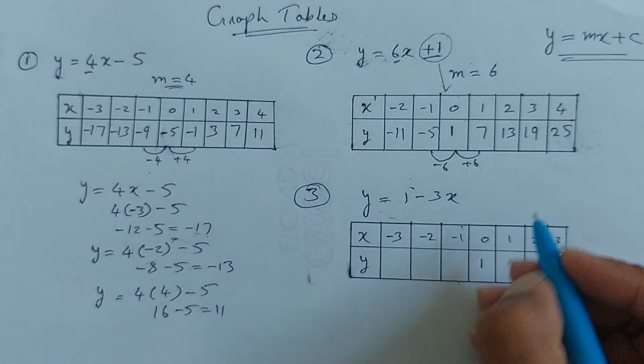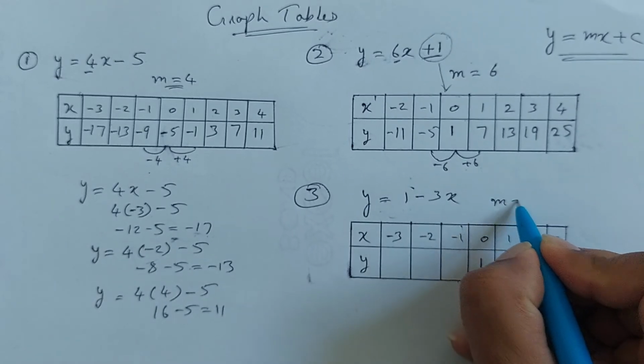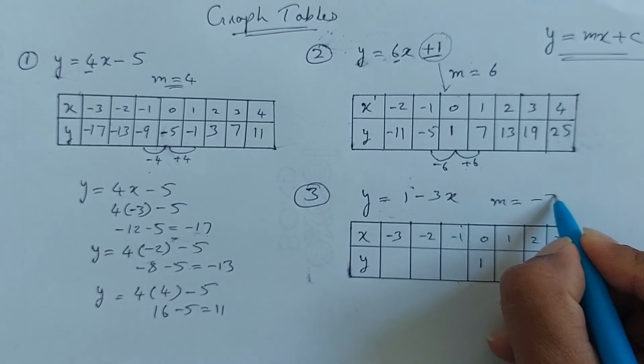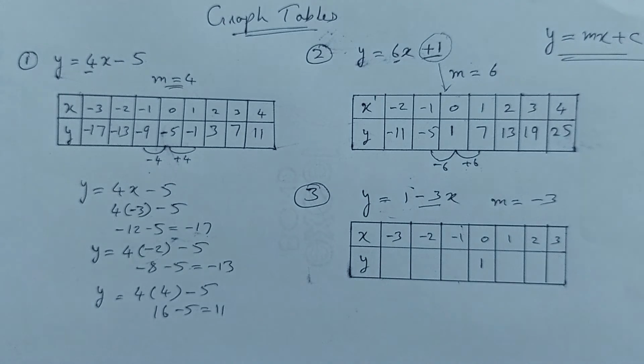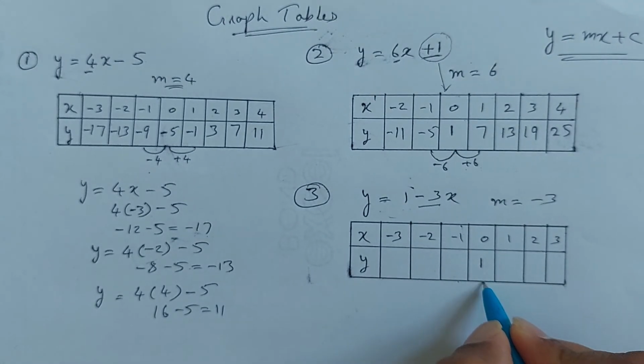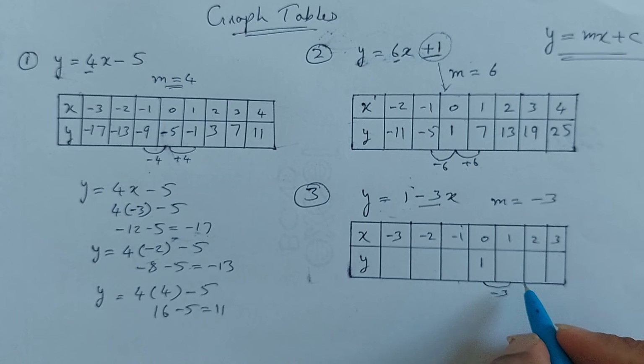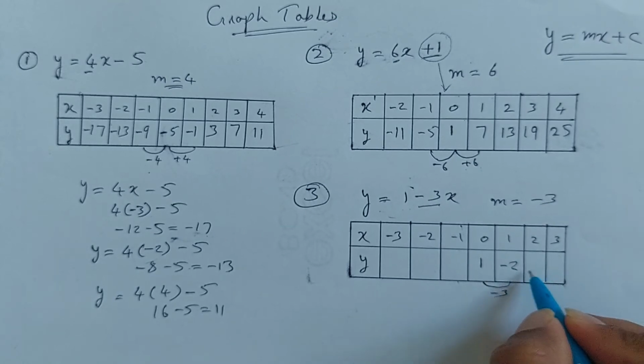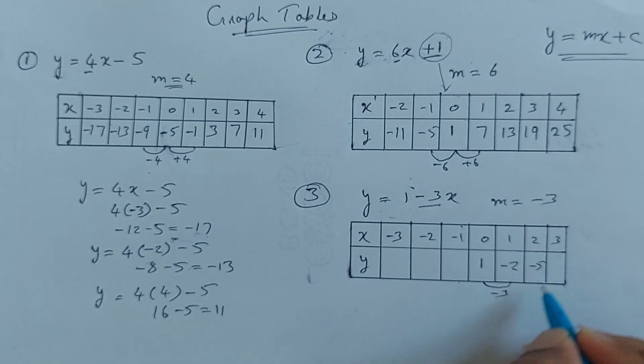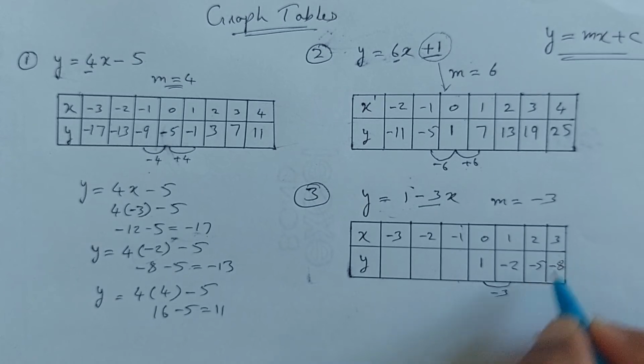Now the gradient. What is our gradient with the standard line formula? It is -3. Whatever is with x is our gradient. Now our gradient is negative, so if we go towards the positive side, we minus it. Getting me, right? We minus it. So 1 minus 3 is -2, -2 minus 3 is -5, -5 minus 3 is -8.